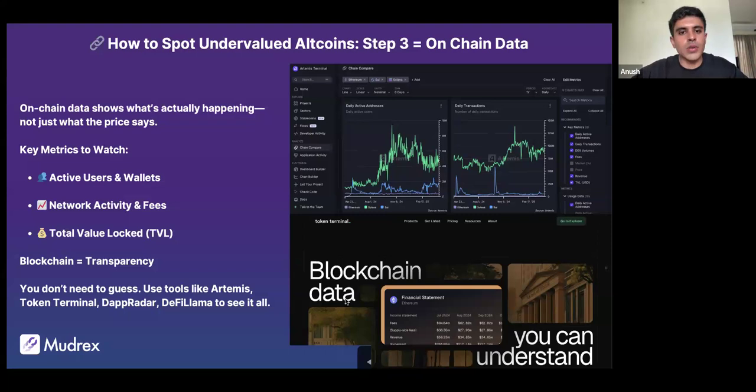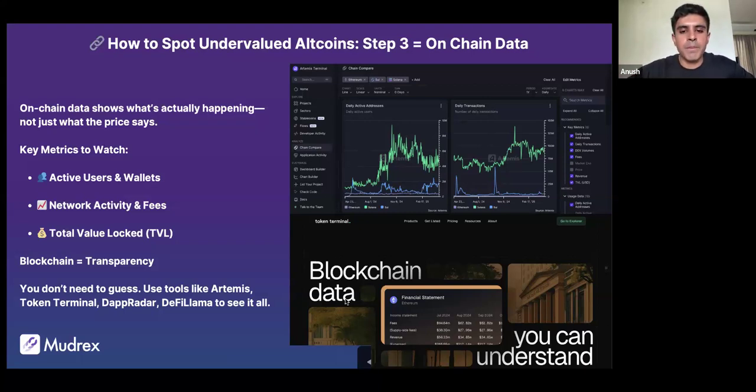DApp Radar is another one. It lets you track how different dApps are performing, how many users they have, etc. DeFi Llama is another one, probably the best place to check for total value locked across DeFi. And finally, The Block, specifically their data dashboard. Great for high level insights and charts, especially if you want to understand sector level trends as well. Okay, you don't need to check all of them every day, of course, but just spending time on a couple of these will already put you way ahead of the average retail investor.